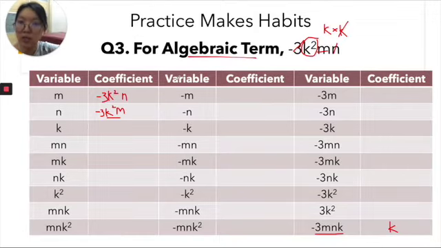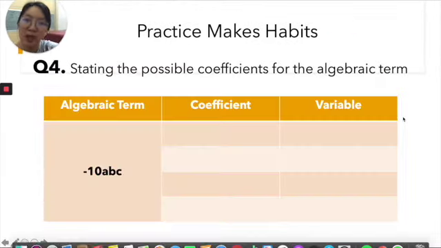So question 3, copy down the table and the algebraic term here, negative 3k squared mn, and put down all the coefficients for all the variables here. For question 4, please state the possible coefficients for the algebraic term. You have one algebraic term here, which is negative 10ABC. There are 4 columns here. Coefficient and variables are blank.